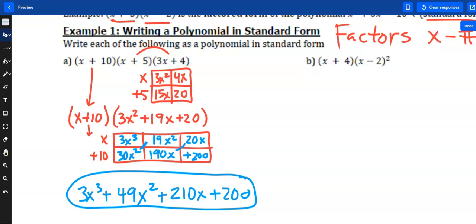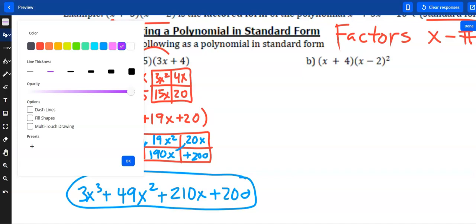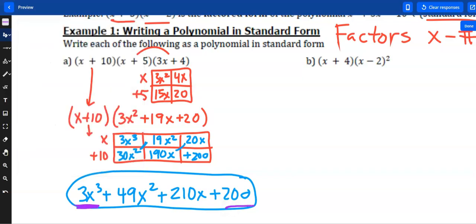Now, is there a way that I could have figured out the first term and the last term without doing all of this work? The answer is yes, and I want to show that to you now. What happens when you take x times 3x? In other words, what I did was I multiplied the firsts together. What did I get? I got 3x cubed. So, it's easy to tell the first term.